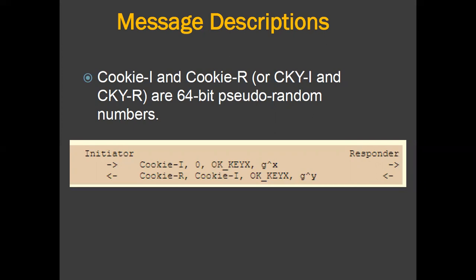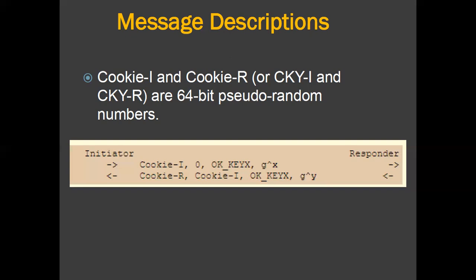Then the second message is going from responder to the initiator. It indicates that the responder replies with the value cookie R. That is nothing but the responder's cookie, that is the responder's random number. So the first field is cookie R, then a copy of the cookie I value which is received in the previous message by the responder. Then the message type OK_KEY_X and the number G raised to the Y-th power.